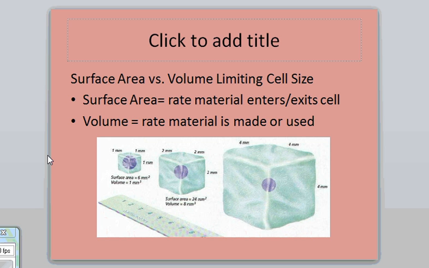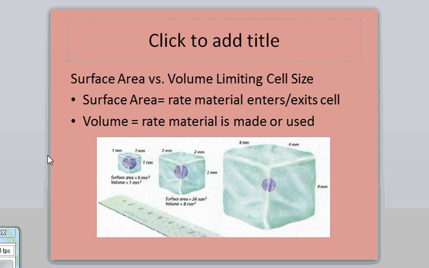So as you read, surface area equals the rate at which materials enter and exit the cells. So when we think about the outside of the cell, we're going to think of it as a rate at which materials can come in and leave the cell. The volume of the cell is going to be the rate at which materials can be made or used. So the chemical reactions that are going on inside the cell.